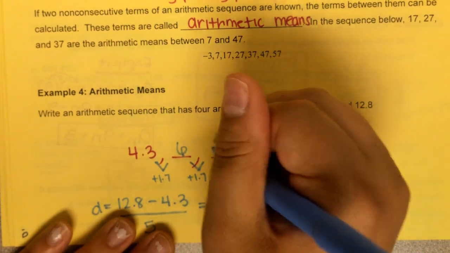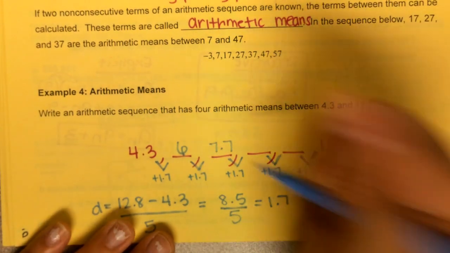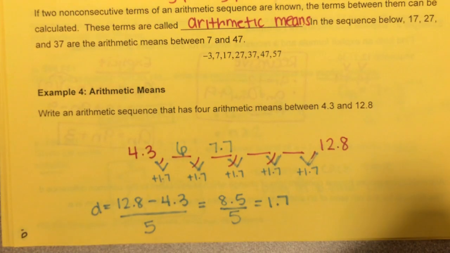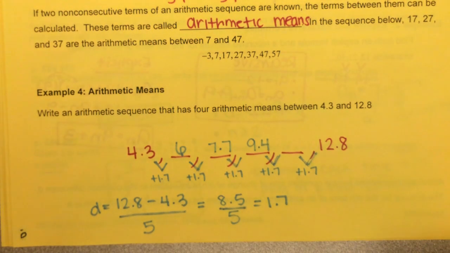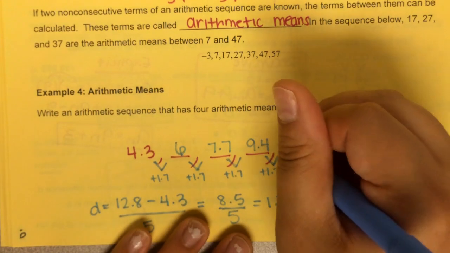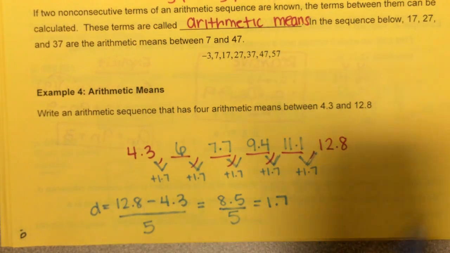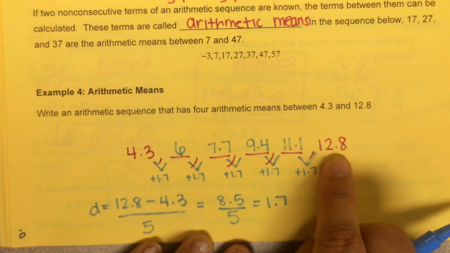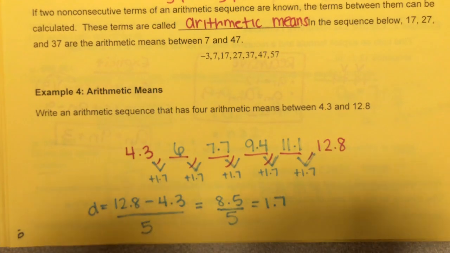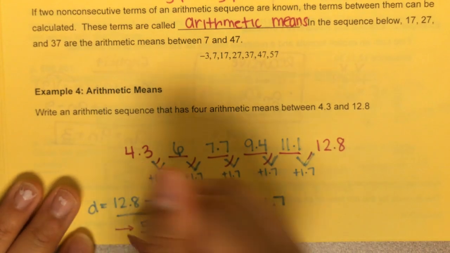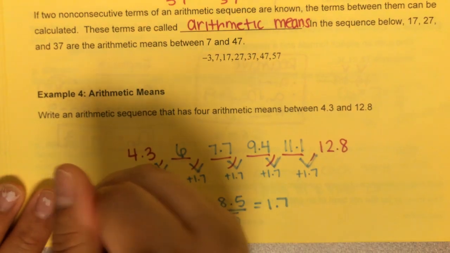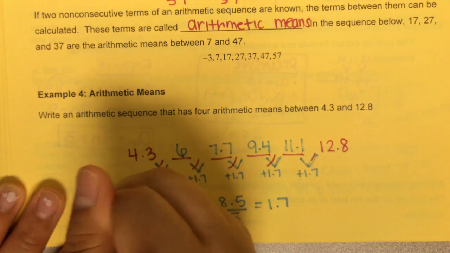Plus 1.7? Plus 1.7? Plus 1.7? And then does plus 1.7 give us back to 12.8? So you know you did it right. But this number right here is always going to be your number of blanks plus 1.